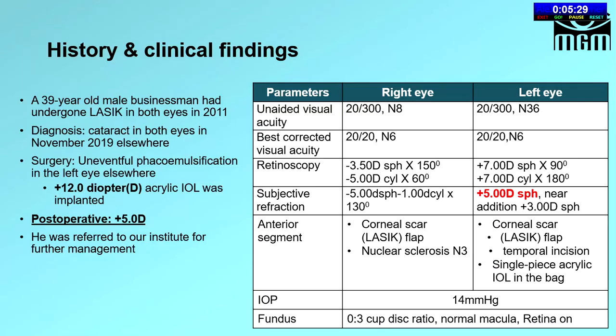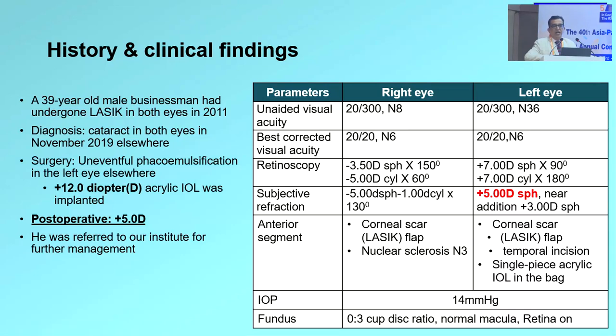What had happened was that a 39-year-old gentleman had undergone LASIK way back, and subsequently he developed cataract. Then he was operated for cataract elsewhere, and a 12 diopter acrylic IOL was implanted. However, a month after the surgery, he landed up with a +5 diopter refraction. When we again refracted him, it was still 5 diopter.